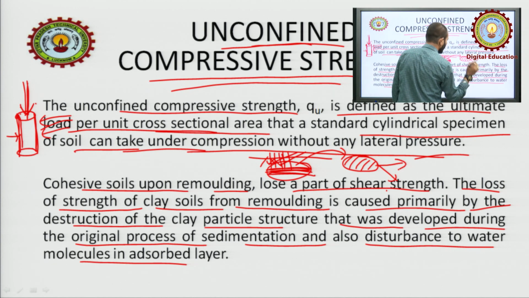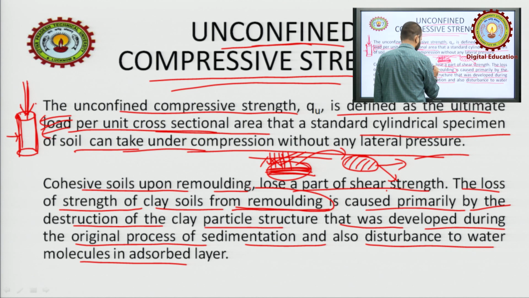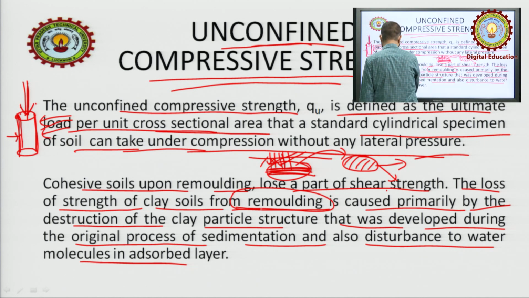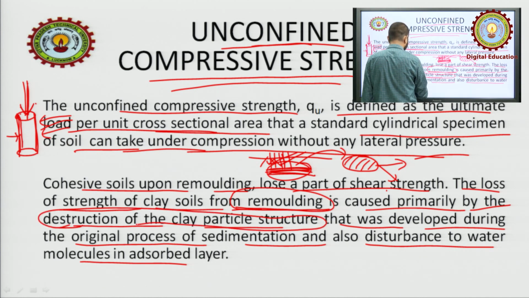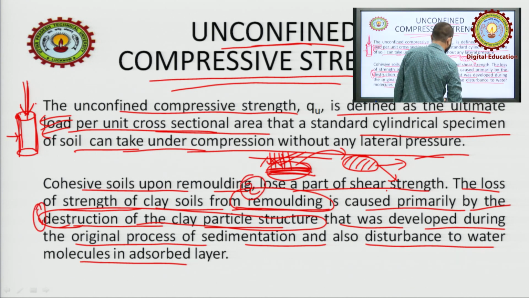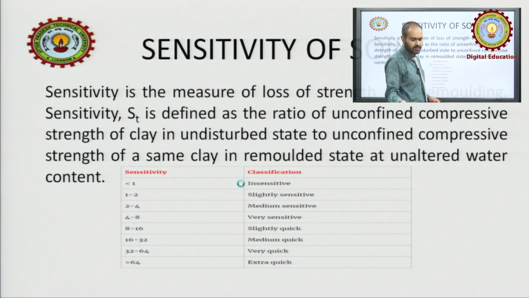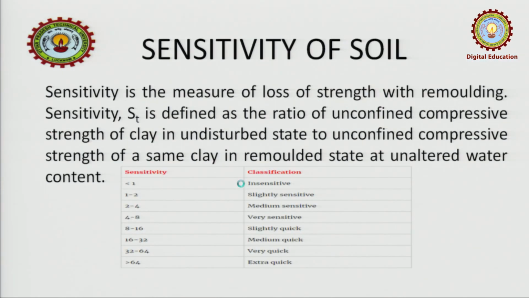The first is the remolding, and the second is the destruction of the clay particle structure. The first reason is this and the second reason is this. These are the two reasons. Now see what this will cause. From this we arrive at a concept named the sensitivity of soil.